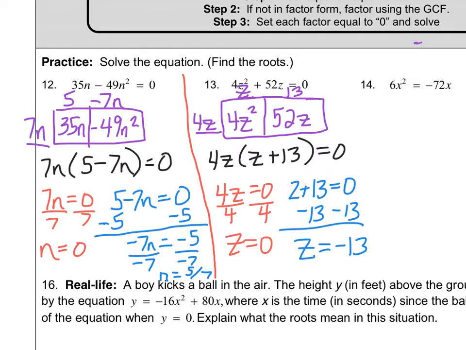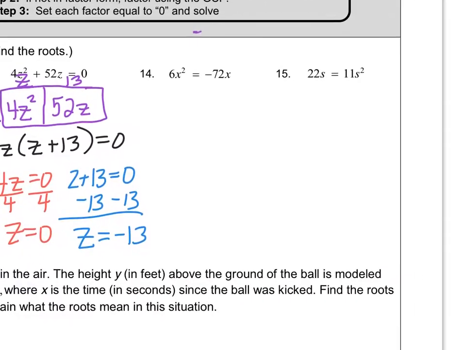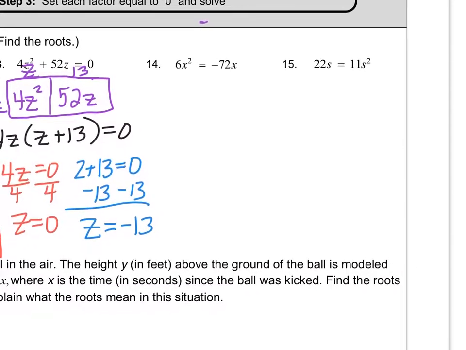So as long as you took it pretty much one step at a time, first you found your area model and removed your greatest common factor. Then you set each factor equal to 0 and came out with your answers. Now on number 14 and number 15, we still have to do step 1.